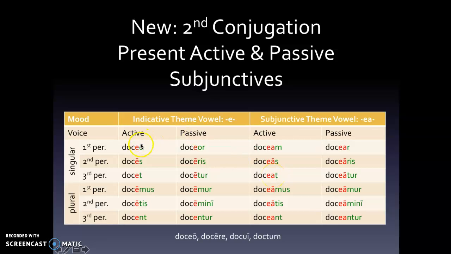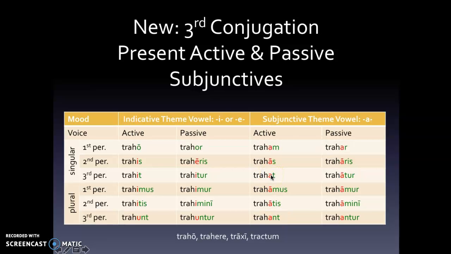So again, we've got our active indicative, what we've known for a long time. We've got our passive indicative. And then the subjunctive, same active endings, just with a different thematic vowel. Here it's a combination of vowels. For the third conjugation, it's a little bit trickier to recognize the thematic vowel.